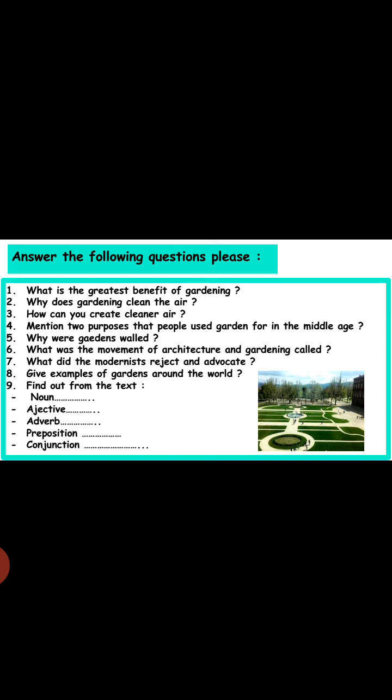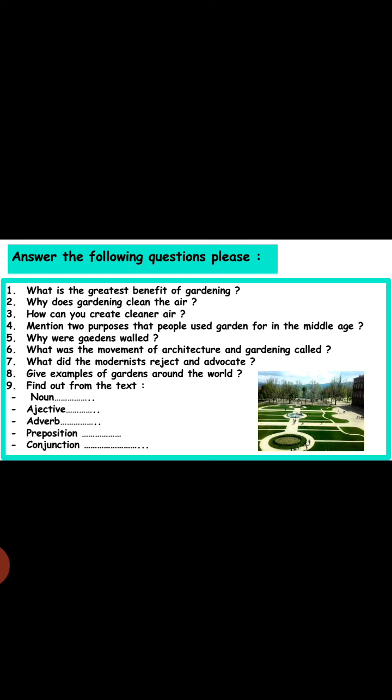Number 4, mention 2 purposes that people used a garden for in the Middle Ages. This question means, why did people in the Middle Ages build gardens? Number 5, why were gardens walled? This question means, why do people build walls around their gardens?